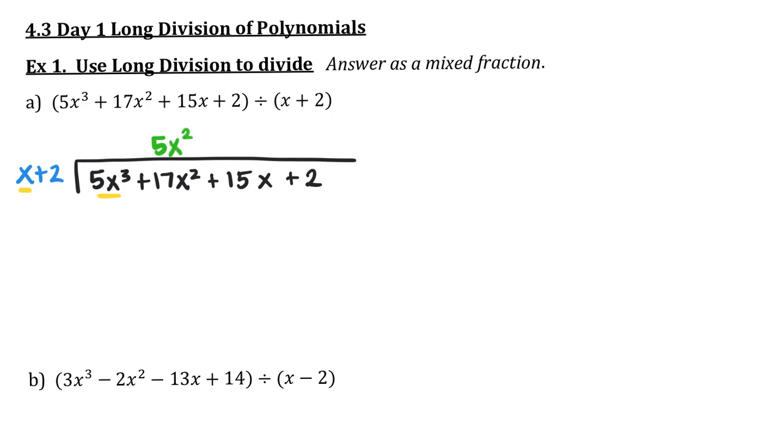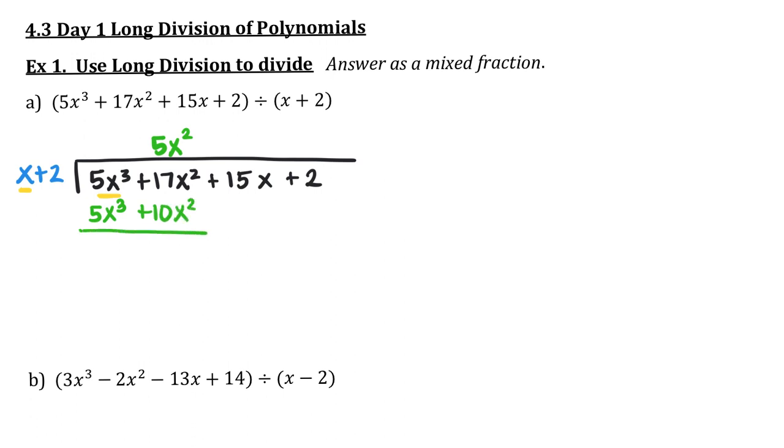Now I'm going to do this times this and line it up under here. So this times both things. 5x squared times x is 5x to the third, and I'm going to line it up under the like terms. And then 5x squared times 2 is 10x squared, and I'm going to line it up under the like terms. Now I'm going to subtract down.